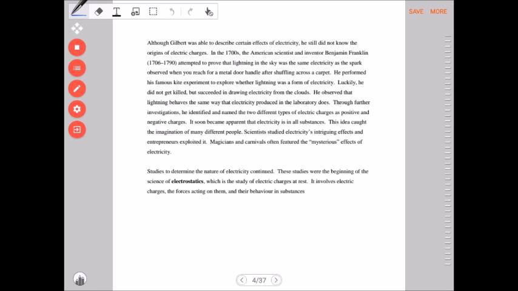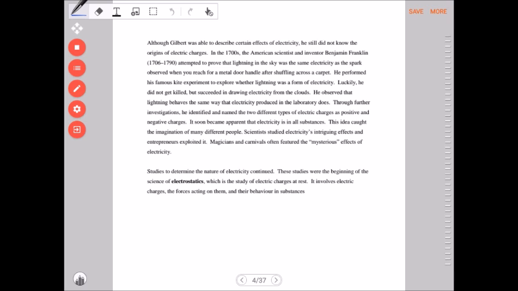He performed his famous kite experiment to explore whether lightning was a form of electricity, and luckily he didn't get himself killed, but instead succeeded in drawing electricity from the clouds. He observed that lightning behaves the same way that electricity produced in the laboratory does. Through further investigations, he identified and named the two types of electric charges as positive and negative charges. It soon became apparent that electricity was in everything.